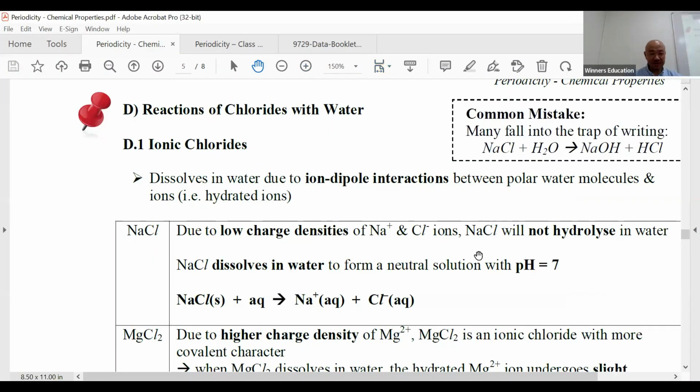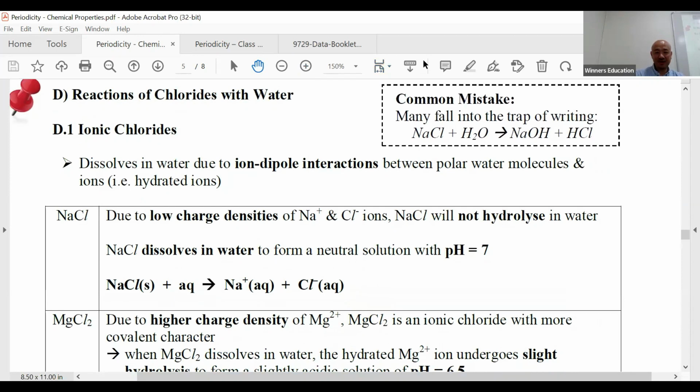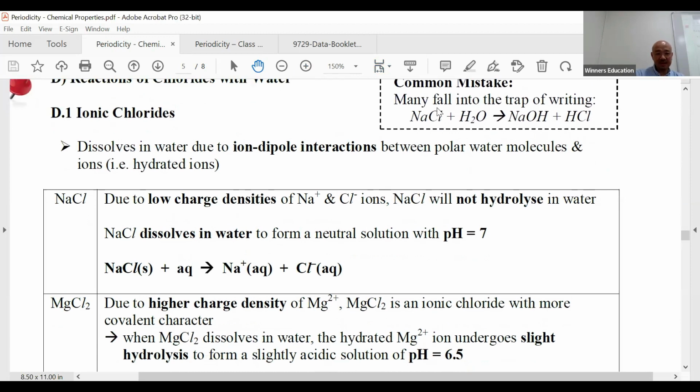Reaction of chloride with water. Okay, here we go. Run through left to right, all of them. Okay, ladies and gentlemen, ionic chlorides. The ionic only two. So what is the difference? All right, so here we go. Make it big, one at a time.